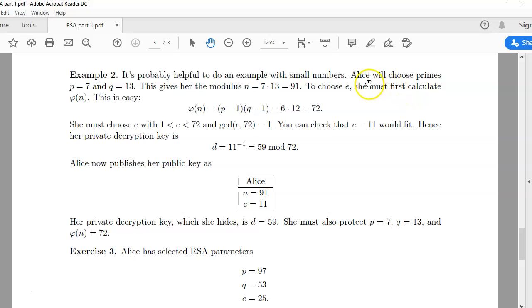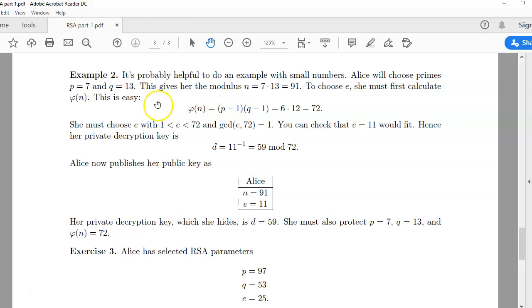Let's do it. Suppose Alice chooses her primes to be 7 and 13. Notice that is okay. 7 and 13 are both primes and they're different. 7 is not 13. These are valid choices. So with those choices, her public modulus will be 7 times 13, which is 91. So Alice's public modulus is going to be 91. Now she's got to choose E, and there are many E's that work, and all she's got to do is pick one. There's no one right answer here.